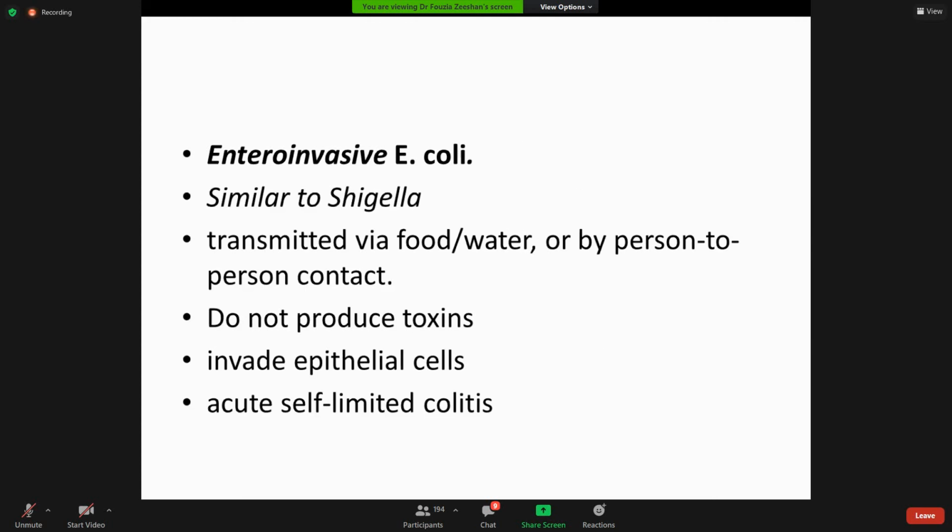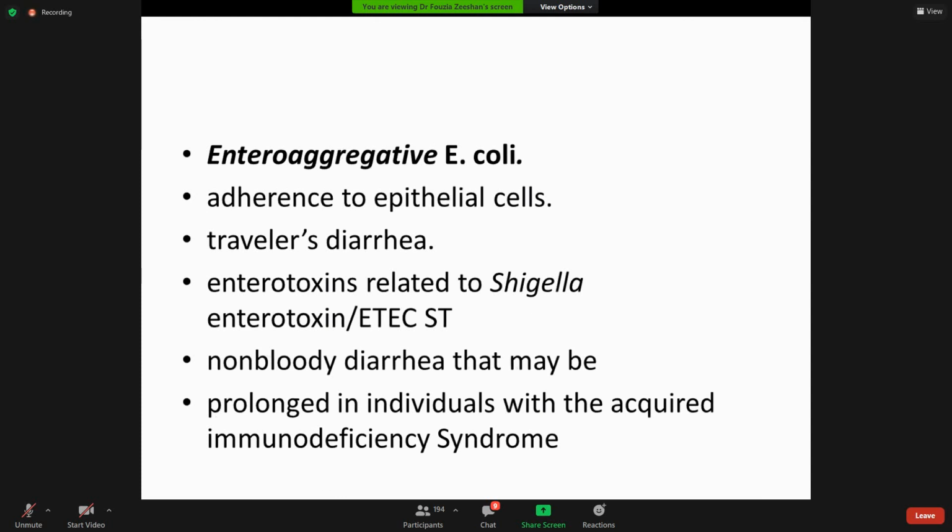Enteroinvasive E. coli is very similar to Shigella and is transmitted by food or person to person. They usually do not produce toxins, but they invade epithelial cells. That is a very important point you should remember. Then enteroaggregative E. coli adhere to the epithelial cells and are associated with traveler's diarrhea.